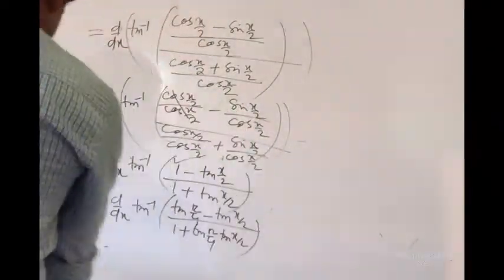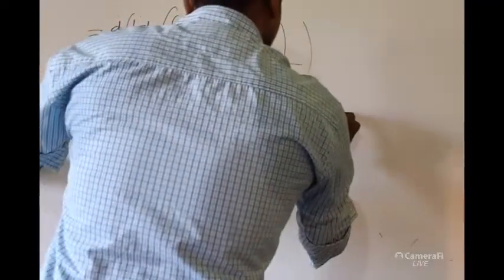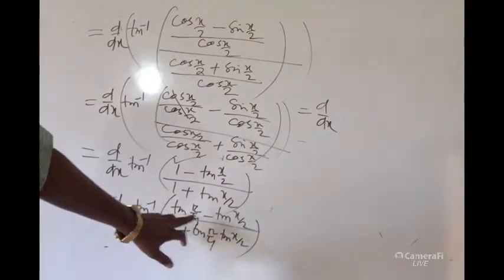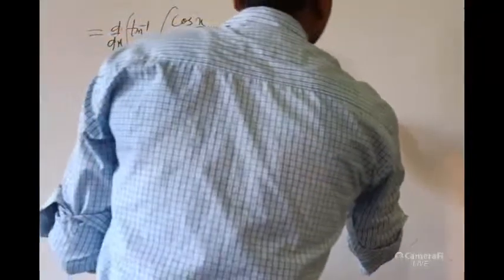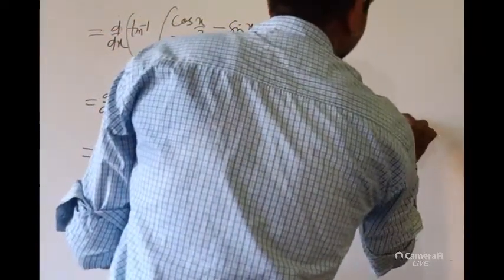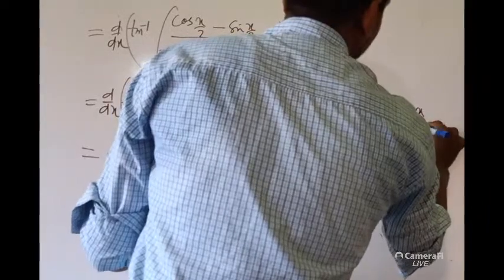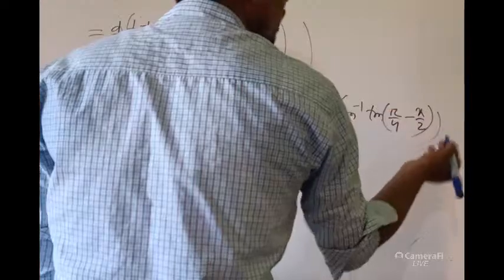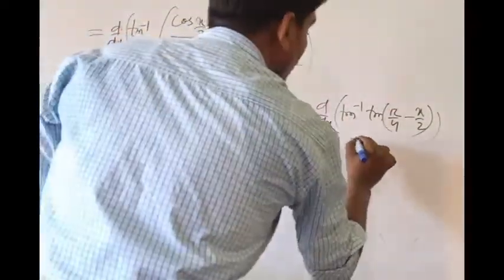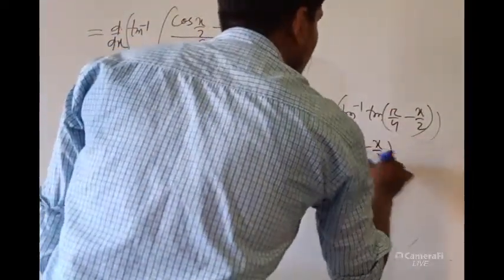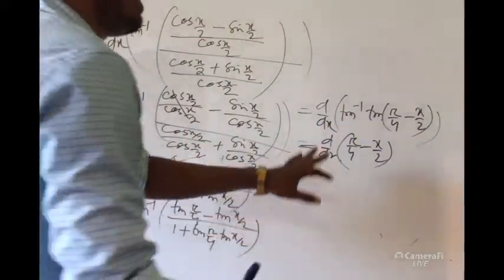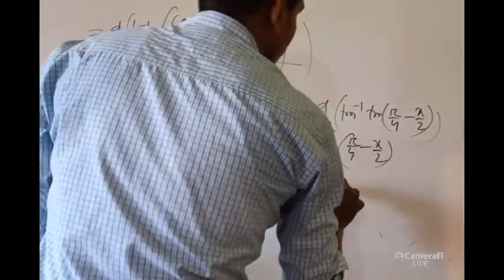Now this is the form of the tan a minus b formula. Now this is d by dx of tan inverse, tan of pi by 4 minus x by 2. Okay. Now this becomes d by dx of pi by 4 minus x by 2. Then the derivative of pi by 4, that is a constant, means 0, and the derivative of minus x by 2 is only minus half. Okay, this is the answer.